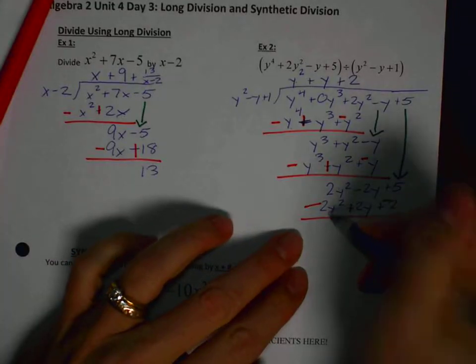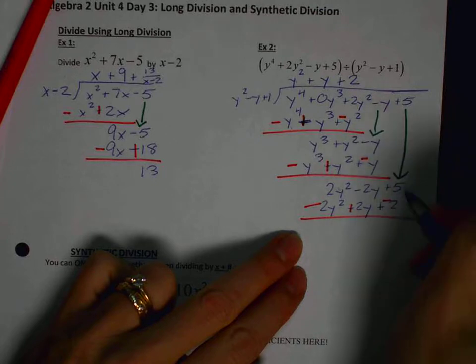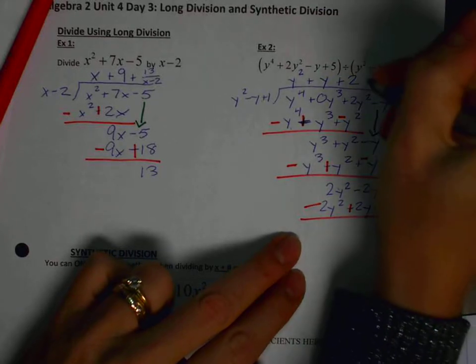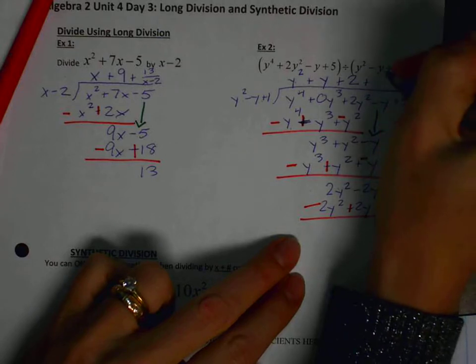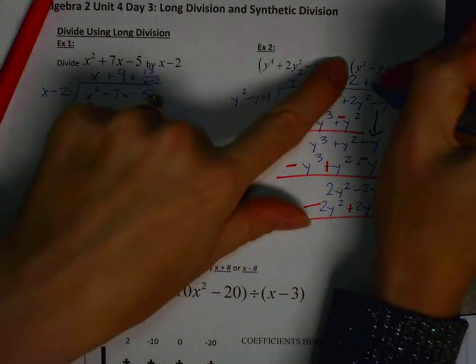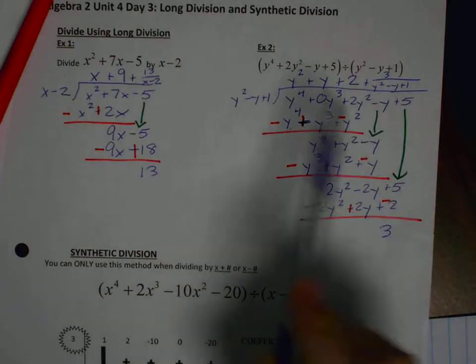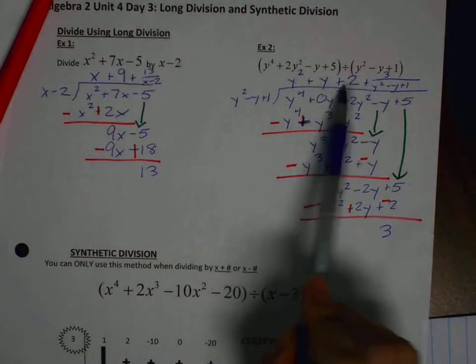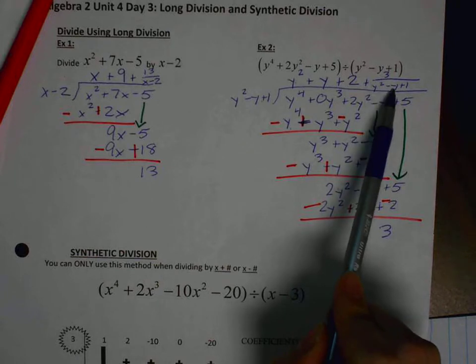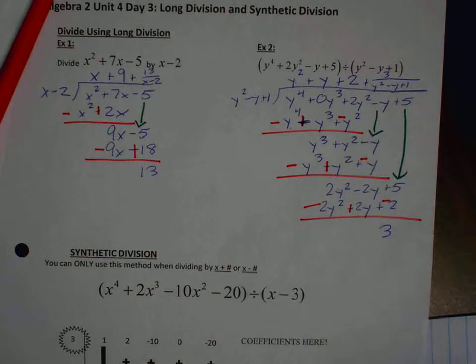2y squared minus 2. Negative 2y plus 2y is 0. 5 minus 2 is 3, and that is my remainder. So plus 3 over this part here, y squared minus y plus 1, and that's my answer. My answer is y squared plus y plus 2 plus 3 over y squared minus y plus 1. So that's how to do it with long division.